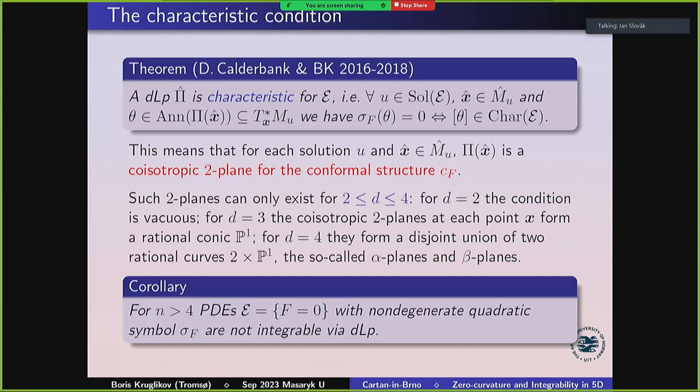Okay? So, if n is greater than 4, then equations with non-degenerate quadratic symbol cannot be integrable, cannot be dispersionless integrable. And this was discussed in the mathematical physics community, because all the examples they knew had a degenerate symbol, but that was the explanation actually.